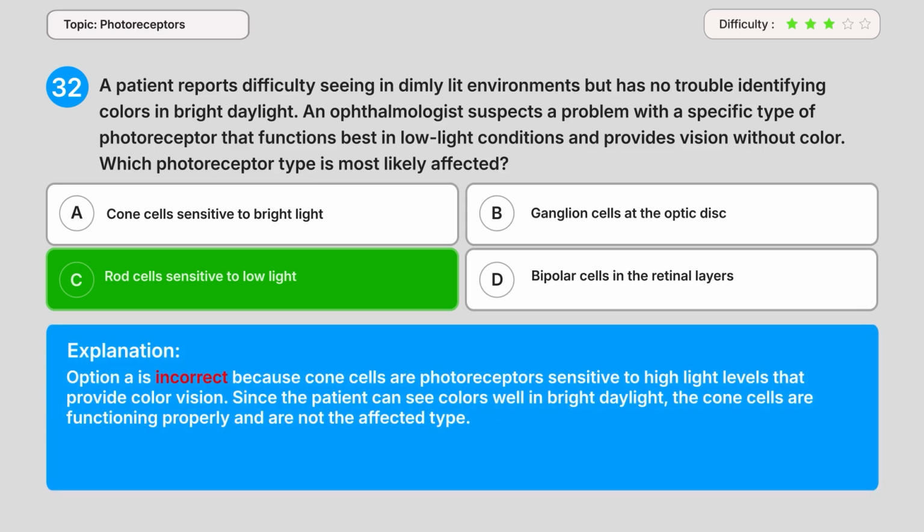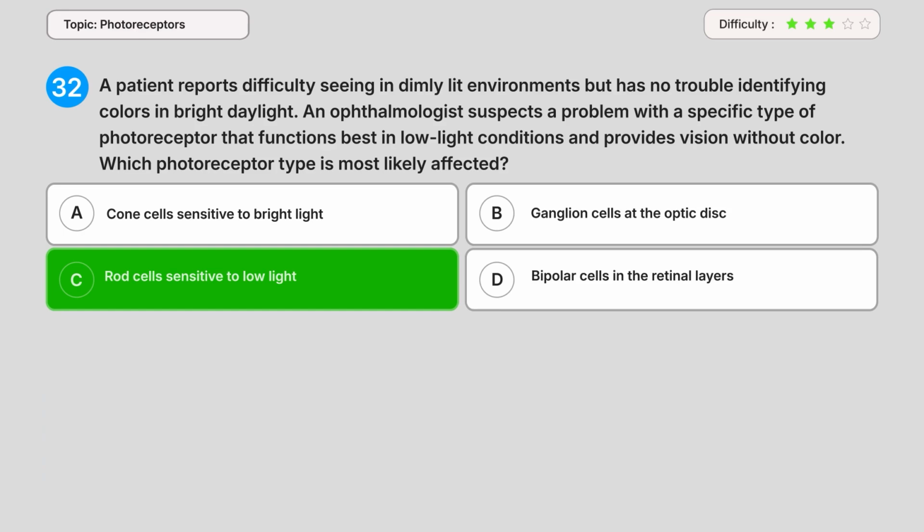Option A is incorrect because cone cells are photoreceptors sensitive to high light levels that provide colour vision. Since the patient can see colours well in bright daylight, the cone cells are functioning properly and are not the affected type.